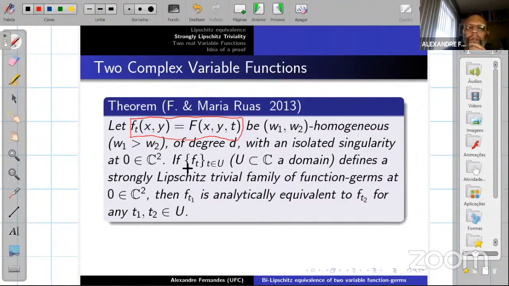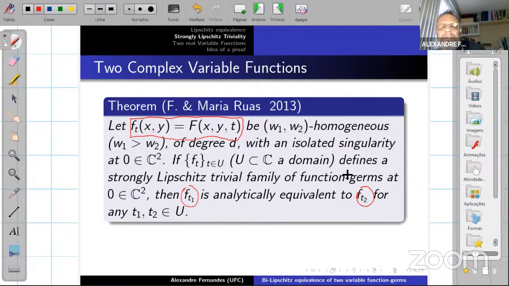So if this family is strongly Lipschitz trivial in that sense, the existence of such a vector field like I mentioned before, then all the elements of the family are analytically Lipschitz equivalent. So the existence of a Lipschitz vector field in the family gives us that any two elements of the family are analytically equivalent. This points out that the Lipschitz equivalence is somehow close to analytic equivalence.